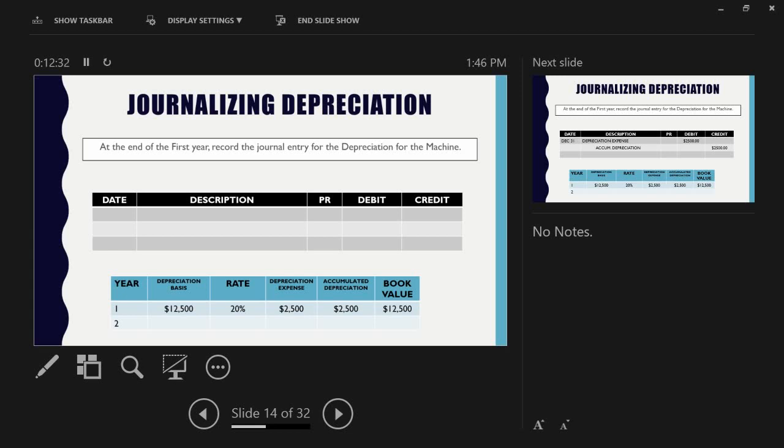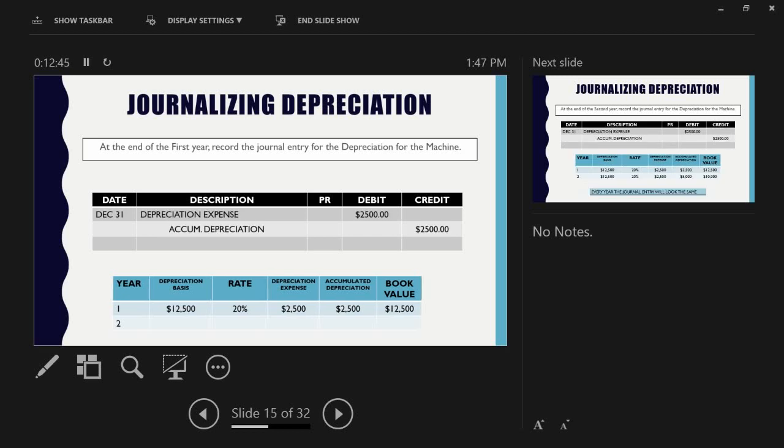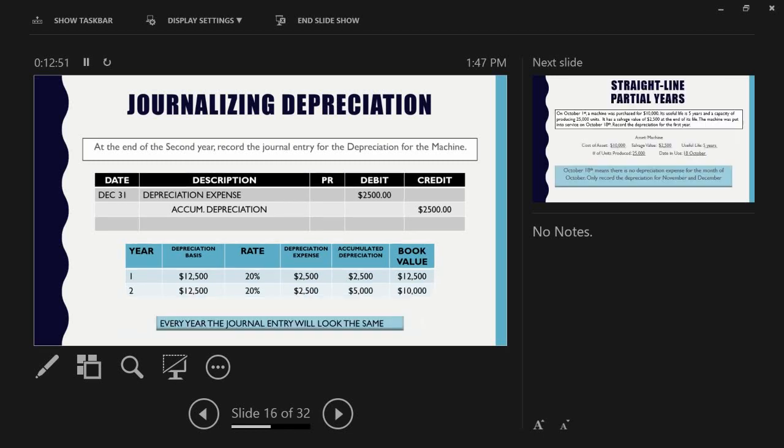$2,500. And for this year, for the first year, what are your accounts? Depreciation expense and accumulated depreciation. Good. Yes, for $2,500. And then for the second year, it's going to be the same exact entry, except the year is going to be different.